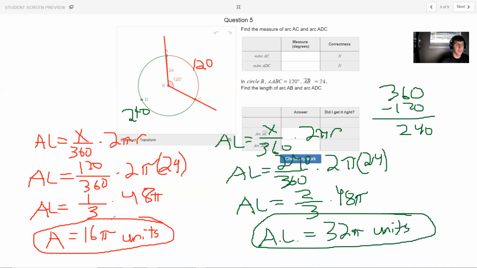Okay, we noticed too how the measure of the two arcs, 120 and 240, add up to 360. And the measure of the two lengths add up to the circumference, which is 48 pi.